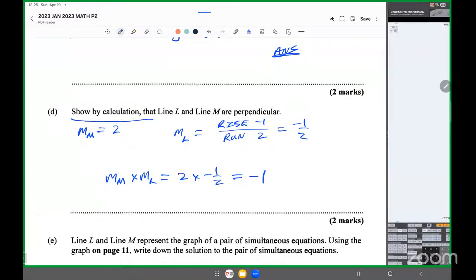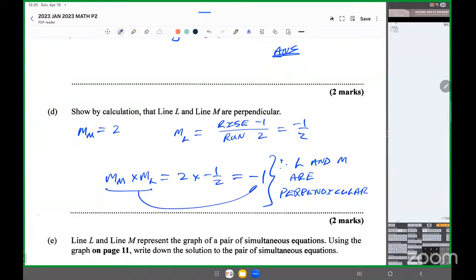That's what it says, show by calculation. So you have to know that when the product of the gradients is -1, they are perpendicular. Therefore, L and M are perpendicular, because when you multiply the gradients, you get -1. That's what happens with perpendicular lines. Lines that are parallel would have the same gradient. Perpendicular lines have negative reciprocal gradients, such that when you multiply the gradients, you get -1.